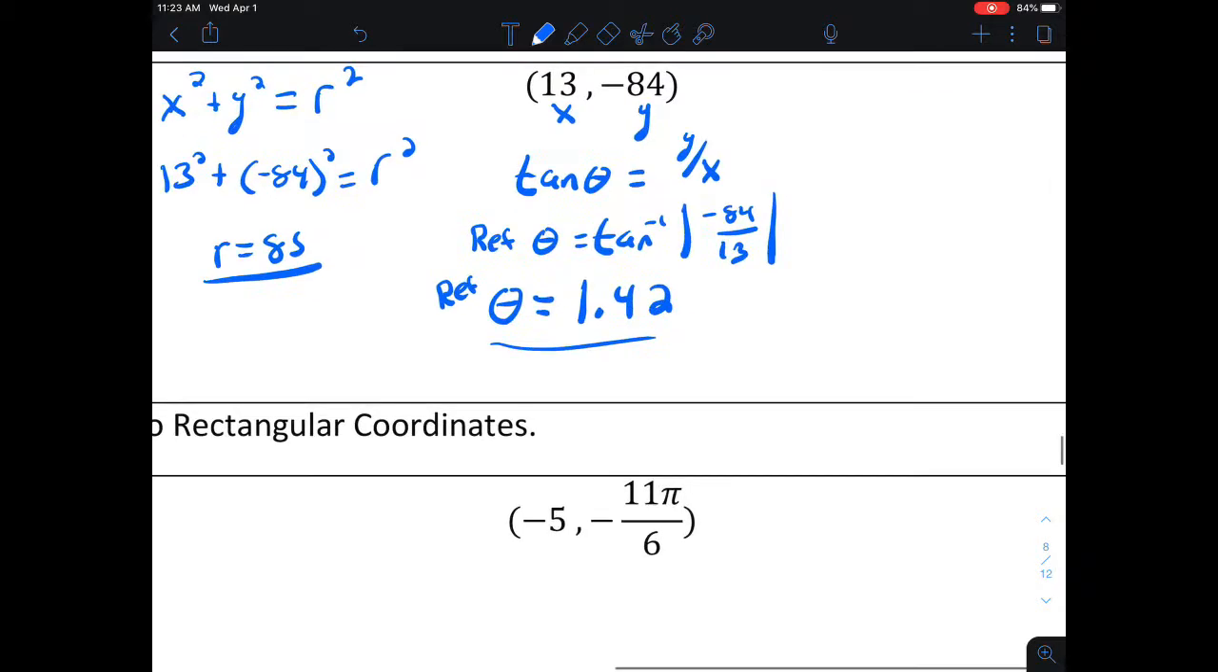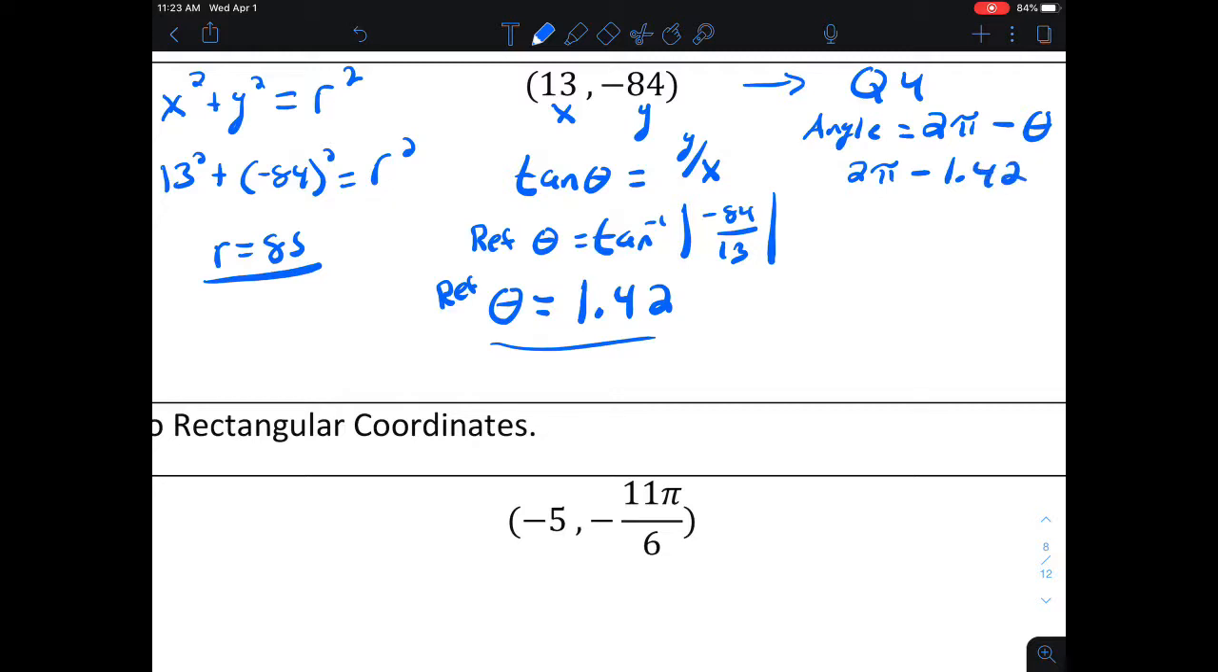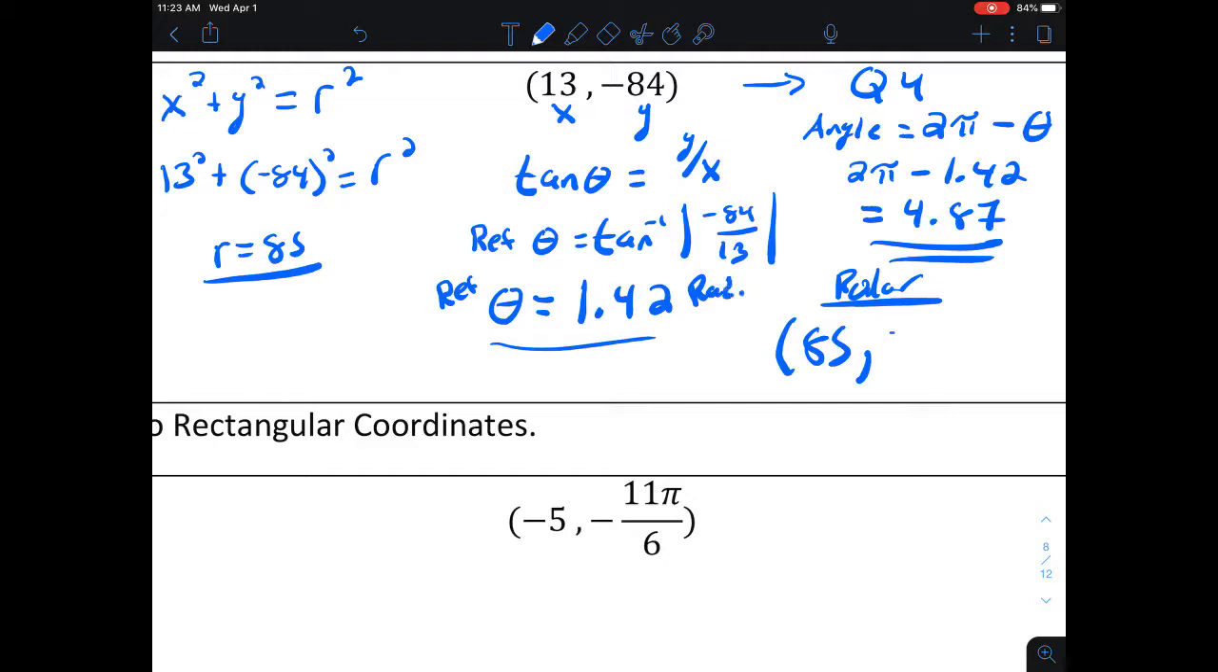And now, since this coordinate lies in quadrant 4, our angle measure, so our angle that's going inside of our polar point, is going to equal 2 pi minus the reference angle that we just got. So 2 pi minus 1.42, and that's going to give us an angle measure that is approximately 4.87. And so we have the r for the polar point. So our polar point would be 85, and the angle of revolution in radians is 4.87 radians.